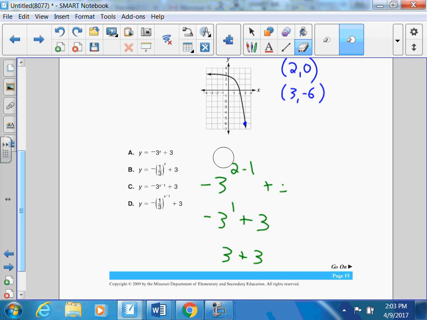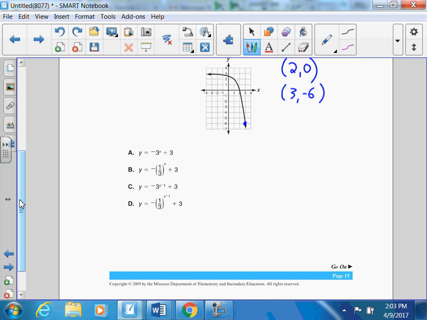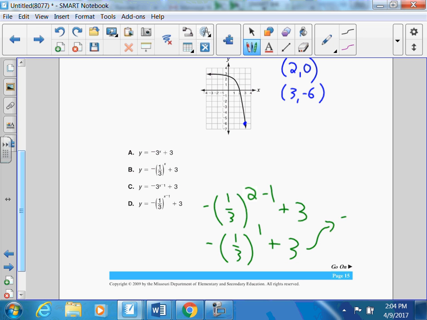Okay, so let's check D. We plug in 2 for x. It'd be -1/3 to the 2 minus 1 power +3. 2 minus 1 is 1, so now we have -1/3 to the first power +3. 1/3 to the first power is 1/3. So now we're going to have -1/3 and then +3. Does that give us 0? I don't think it does. So C is our answer.